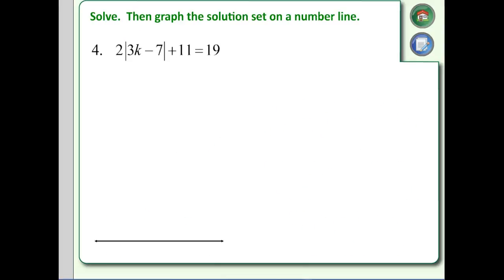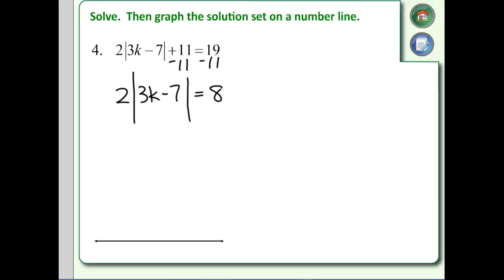Now, if you look at number 4, Mrs. Burton would say we've got a lot of fluff. A lot of fluff to get rid of as we go through. All right, so first thing we need to do then, we need to subtract 11 from both sides. Again, we've got to get rid of all the fluff. We've got to get rid of all that extra stuff there and get our absolute value brackets alone.